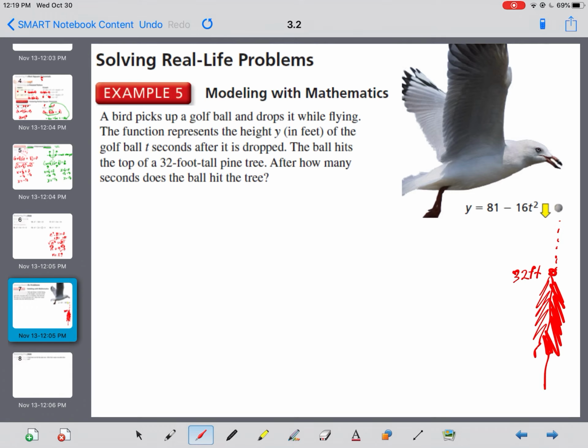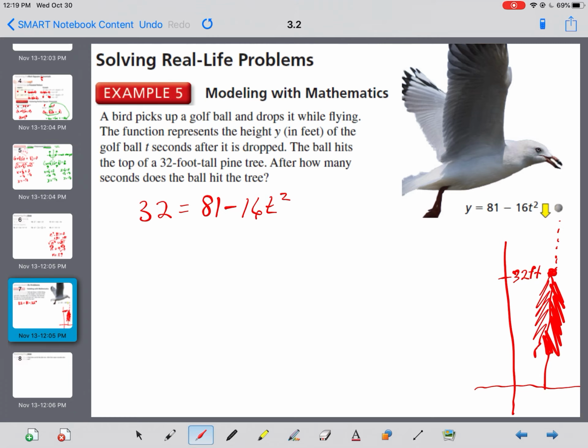The equation, y is equal to how high it is in feet. So we want to know, when is it 32 feet high? So this is like my graph, and I'm up here at 32 feet. When's the ball at 32 feet? So they gave me my y. So I'm going to plug that in. 32 equals 81 minus 16t squared.